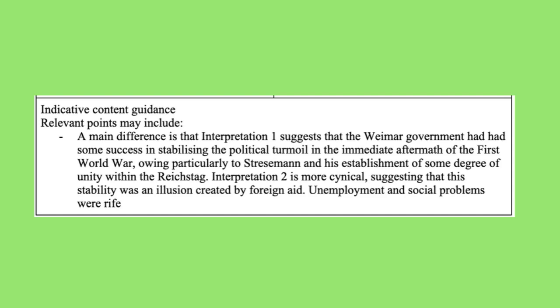So the tone is more cynical here, and that suggests that stability was an illusion created by foreign aid. Unemployment and social problems were still rife. And then a final statement just to sum all of that up, to link it back to the idea of stability in the Weimar Republic in the 1920s, because that's what the question asked us to focus on. And that is a fantastic 4 mark answer.